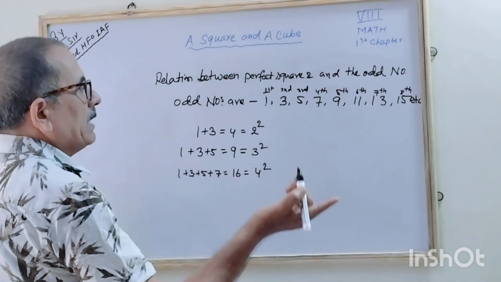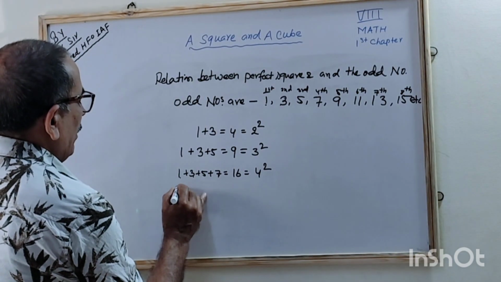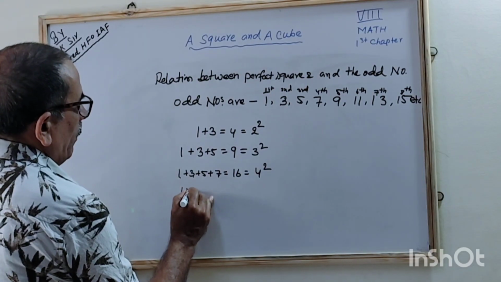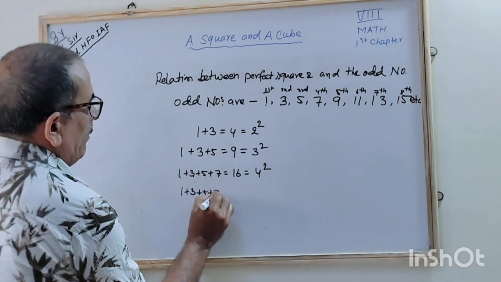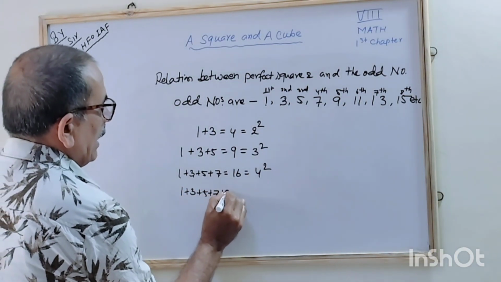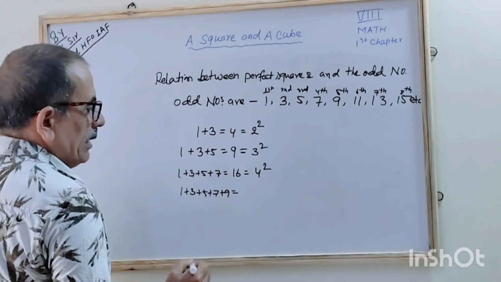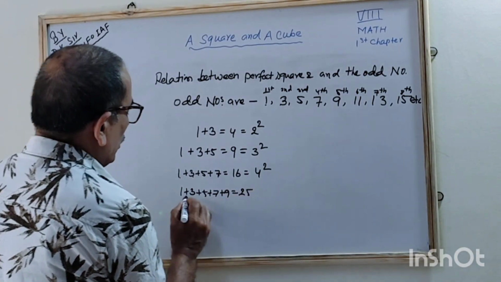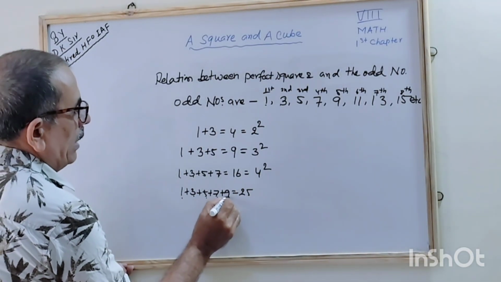So that is the way you can find out. One more I can do. I will give you one more: 1 plus 3 plus 5 plus 7 and plus 9, correct? When you add it, it is going to become 25. So can you see, 1, 2, 3, 4 and 5 are there.